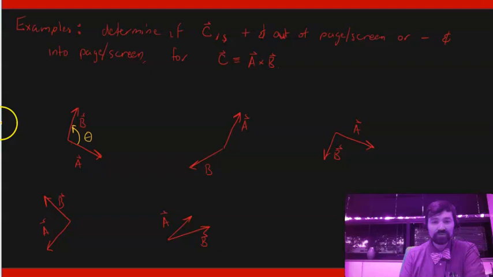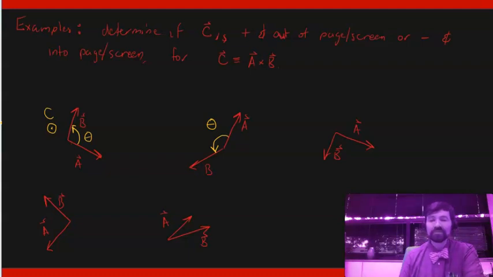Going to your calculator, let's put your calculator in degree mode. This angle looks like it's somewhere around 90 degrees. So plug in sine of 85, sine of 97, sine of 91. You'll find that all of those have positive answers. So in this case, C is out of the page or screen towards you.